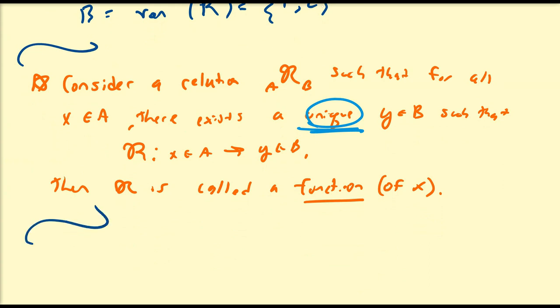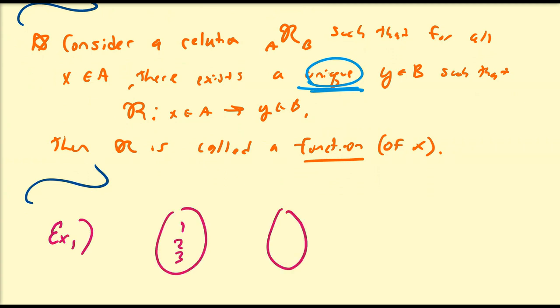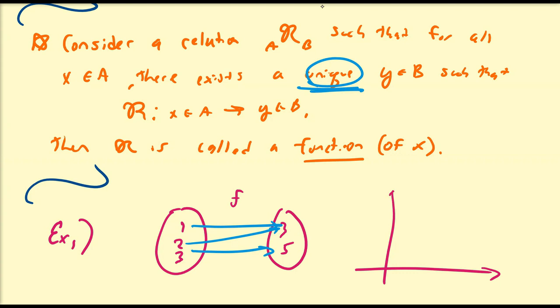Alright, so let's illustrate this with a couple examples. So example 1. So let's assume we have the sets 1, 2, 3, and the range of a relation is the set 3 and 5. So let's define f to be the relation between these two sets. So 1 is going to go to 3, 2 is going to go to 3, and 3 is going to go to 5. And let's also consider the graphical representation of this relation as well. So let this be x and let this be y. So we have 1, 2, 3, 1, 2, 3, 4, 5. Let's graph these points. So 1 goes to 3, 2 goes to 3, and 3 goes to 5.